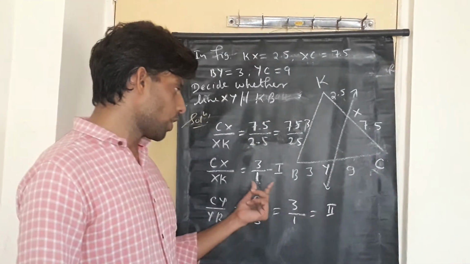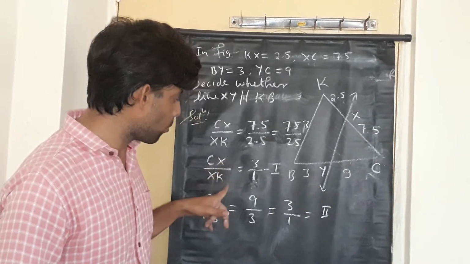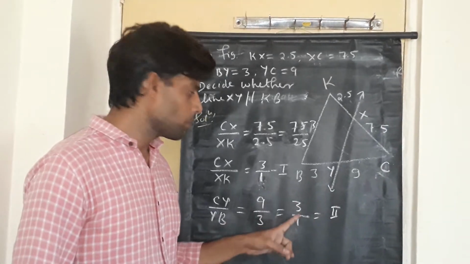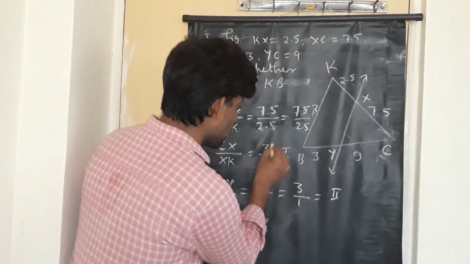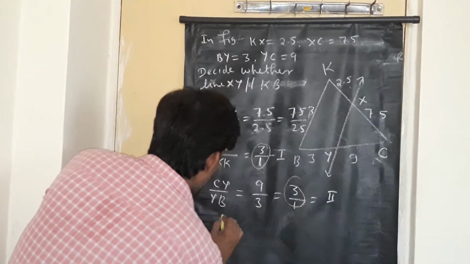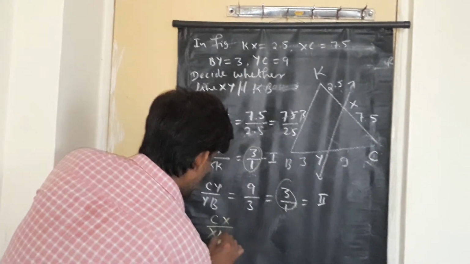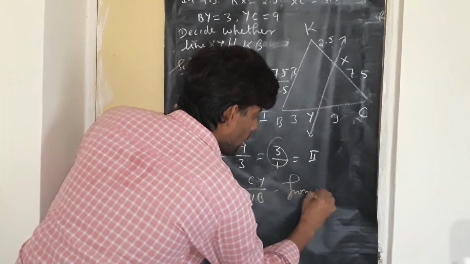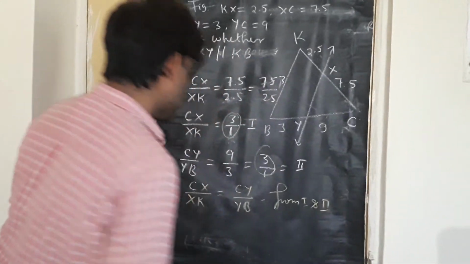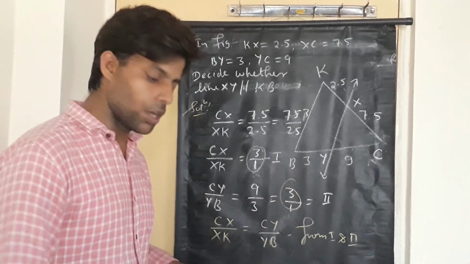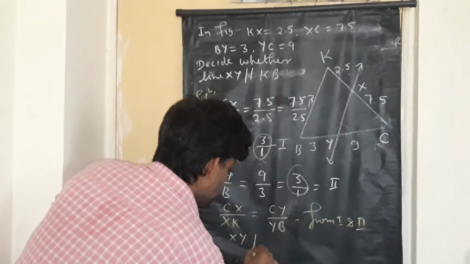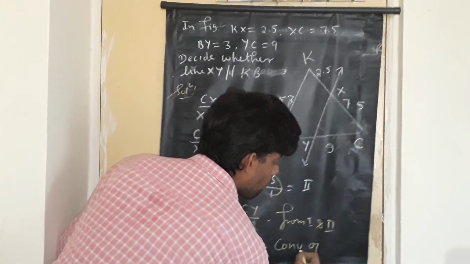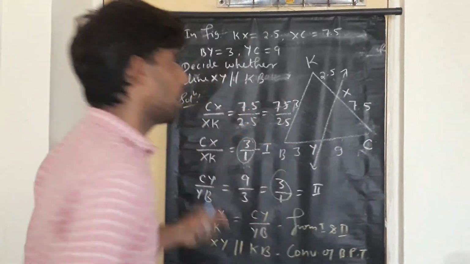Now look at the results of the two equations. In the first equation we have got the ratio of CX upon XK as 3 upon 1. In equation 2 the ratio of CY upon YB again gives us 3 upon 1, which means that these two ratios are equal. So we can say now CX upon XK is equal to CY upon YB from 1 and 2, and hence we conclude that since these ratios are equal, the line XY will be parallel to line KB by converse of basic proportionality theorem.